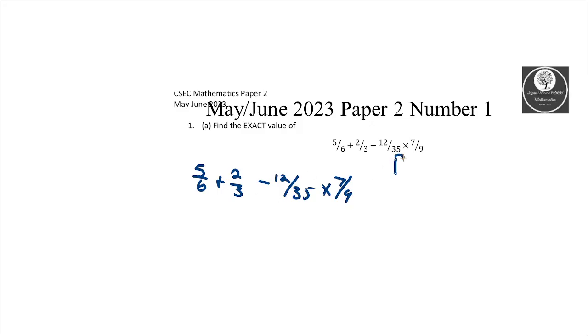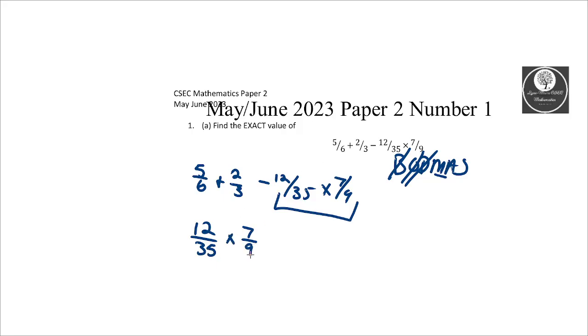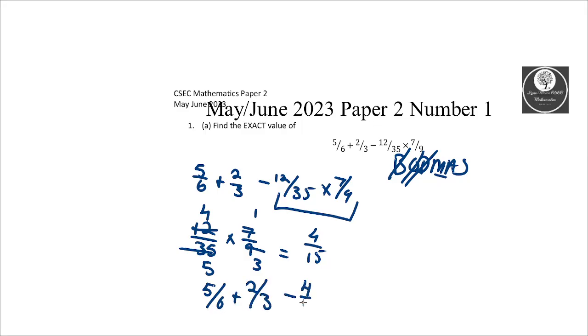This is a combination question, so you have to use BODMAS. Is there brackets? No. Is there power of? No. Is there division? No. Is there multiplication? Yes. Multiply these two, 12 over 35 multiplied by 7 over 9. I would leave the subtraction for now. 3 into 12 is 4, 3 could go into 9, 3. 7 into 7, 1. 7 into 35, 5. This is 4 over 15. So now the question will become 5 over 6 plus 2 over 3 minus 4 over 15.